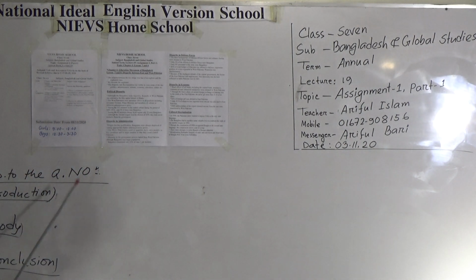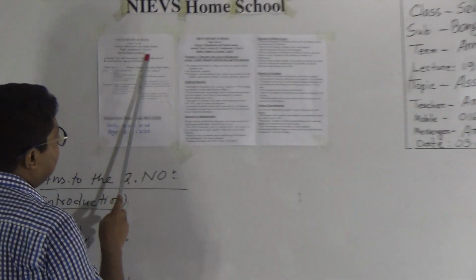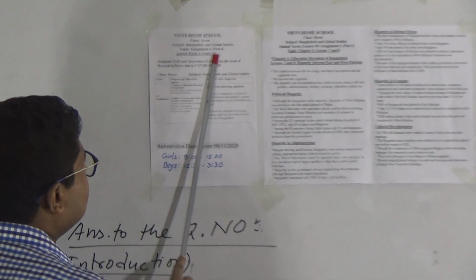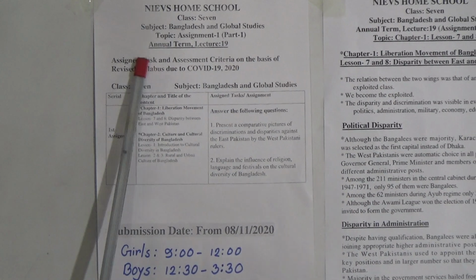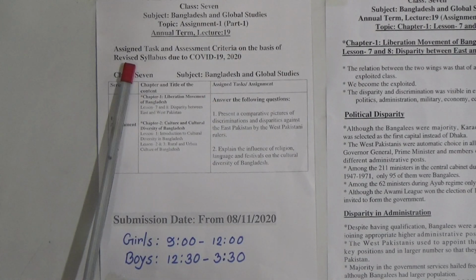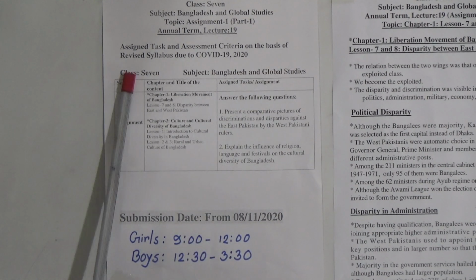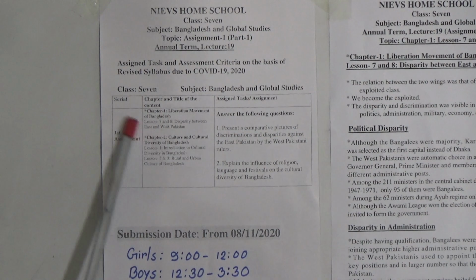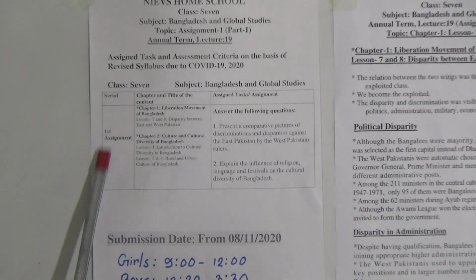So my dear students, let's come to the topic, assignment 1 part 1. As I have told, part 2 will be taken by our honorable teacher Mr. Mahmoud Hussain sir. Okay, so annual term lecture 19, assigned task and assessment criteria on the basis of the revised syllabus due to COVID-19 2020. Class 7, subject Bangladesh and Global Studies. So your first assignment, okay?